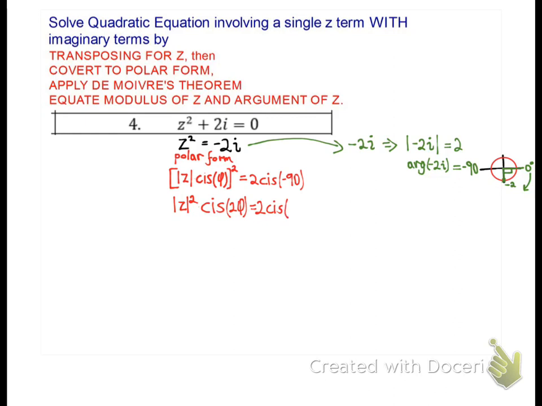Let's apply De Moivre's theorem, and we square the modulus, and we have 2 multiplied by the angle in the polar form of z, and it's equivalent to this polar number, 2 cis of negative 90. So now we want to go ahead and equate the parts. So the moduli are equivalent, and the arguments are equivalent. Okay, so we get root 2 as our modulus.